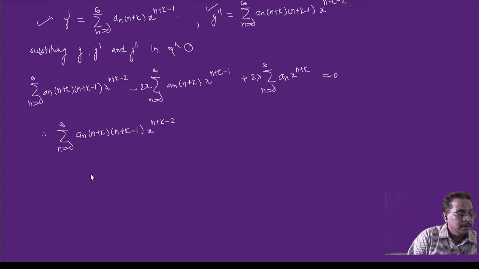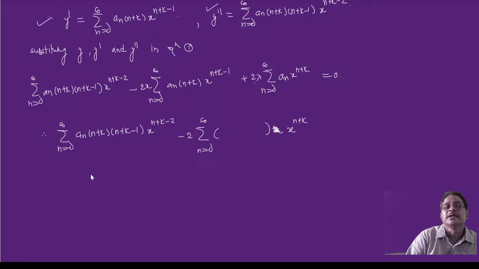and here this is minus 2, which can be written outside. Okay, this 2 is here, 2 is here, so minus 2 can be written outside, n equal to 0 to infinity. Now this bracket, here x raised to n plus k, and here also x raised to n plus k, is equal to 0.